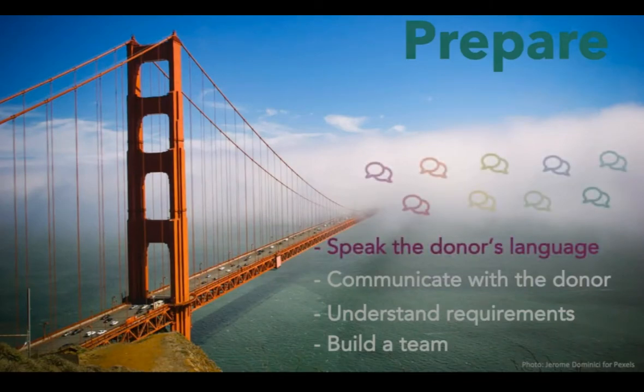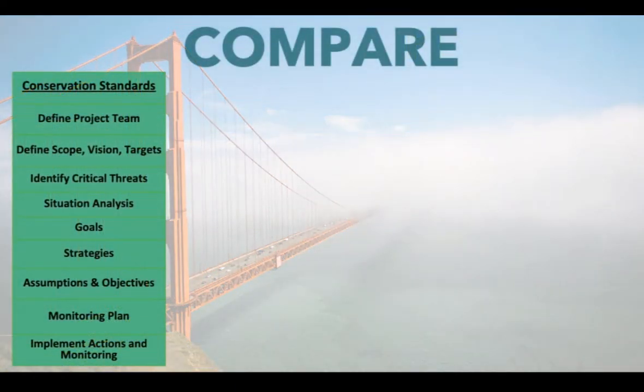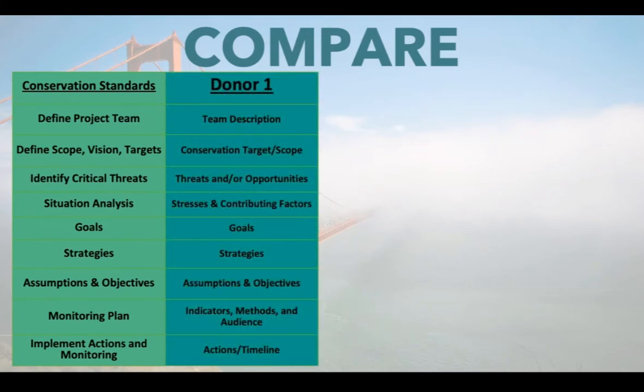Next, be sure to speak the donor's lingo. In other words, present all your information in a way that matches the donor's language instead of your or the conservation standards language. This is where it's helpful to create a matrix that matches terms. You might be approaching several donors, and most likely each of them will have their own language and set of terms. So write your conservation standards terms in one column and then match them to each donor's terminology.